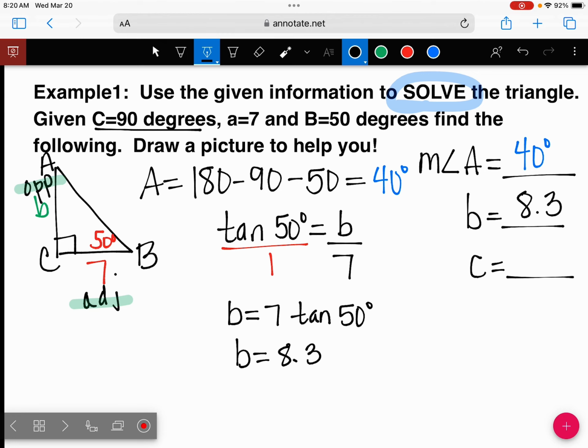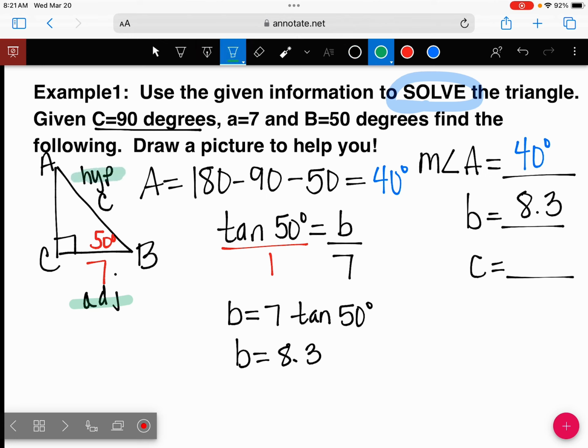All right, so now to find side C. If I'm trying to find side C, let me go ahead and take this off because we already found B. So if I'm trying to find side C, what side of the triangle would that represent? Hypotenuse. Good.